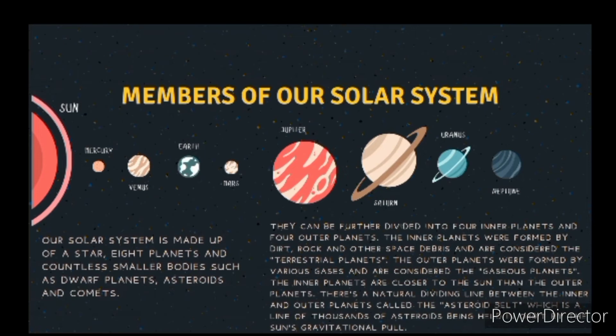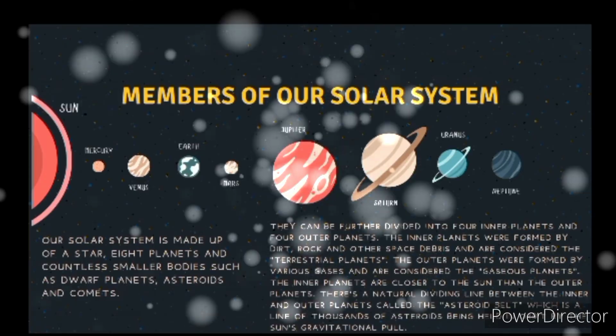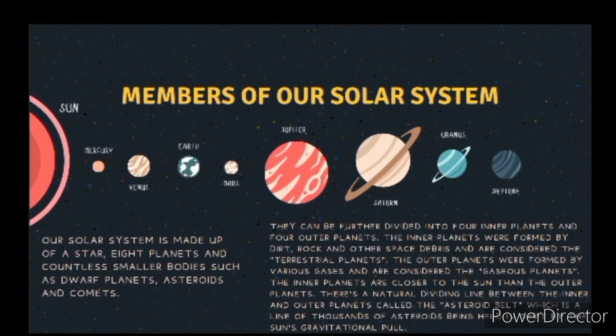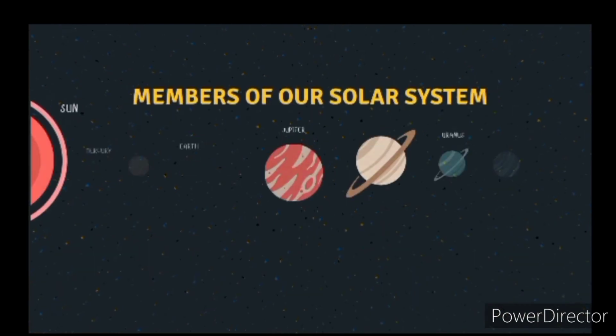Then there is a natural dividing line, a line that divides the inner planets and the outer planets. Now, this line is called the asteroid belt. What did I call it? The asteroid belt is a line of thousands of asteroids being held together in orbit by the sun's gravitational pull.